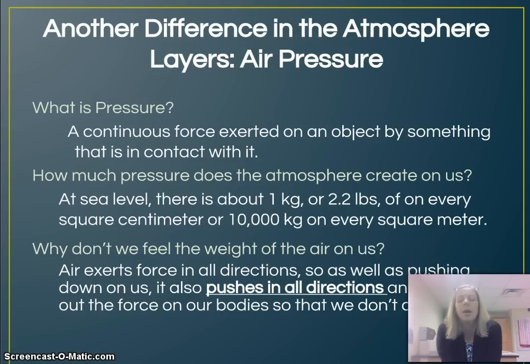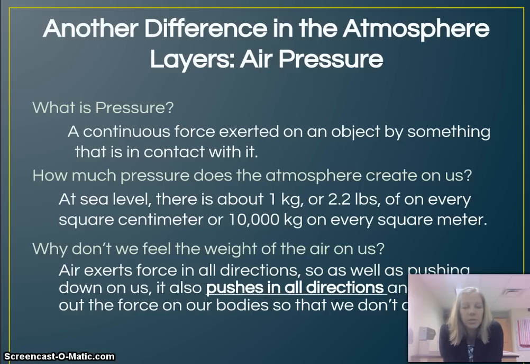Today we're going to talk about another main difference in the layers of the atmosphere. It is called air pressure. The definition of pressure is important for you to understand. It's a continuous force exerted on an object by something that comes in contact with it. So when we're talking about air pressure, we're talking about molecules in the air, the gases, the liquids, and the solids that are creating force on other objects in the atmosphere. Those other objects could be other molecules, or it could be something else.